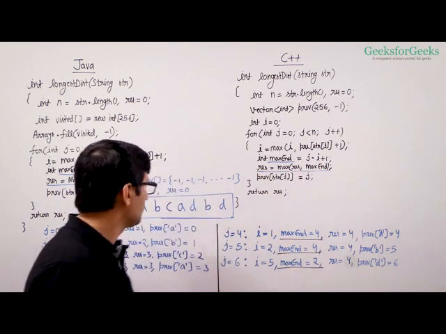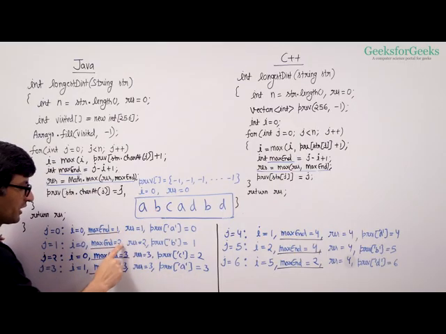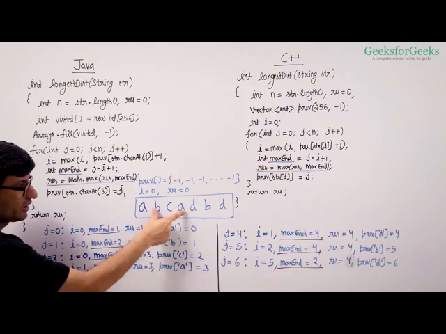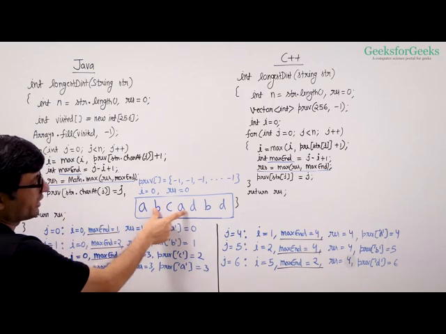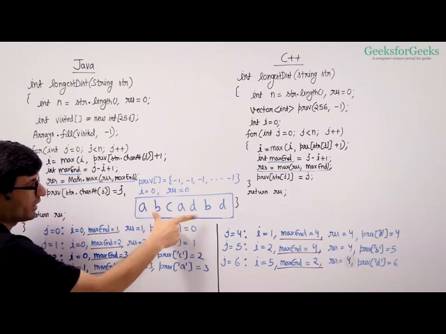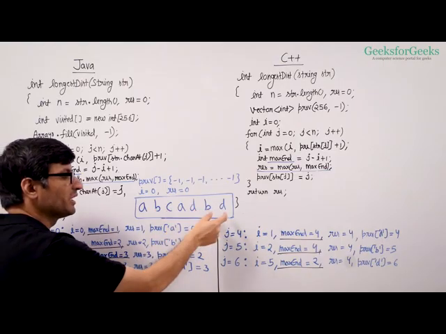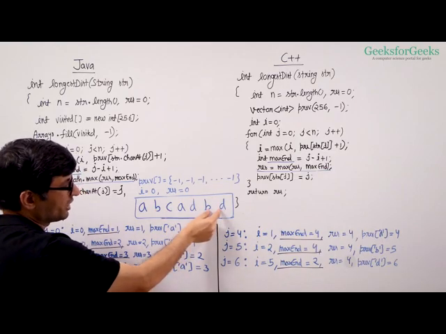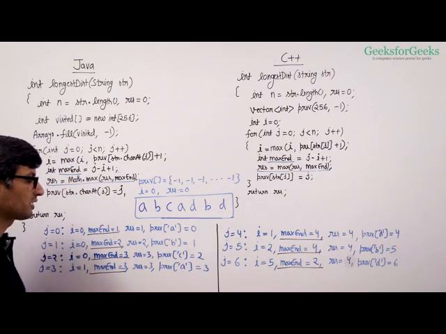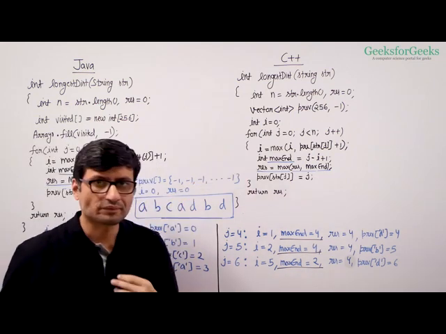Let's see this example. Maxend for this index is 1. Maxend for this index is 2 because there are two distinct characters. Maxend for this is 3. Maxend for this is also 3 because there are three distinct characters in the longest substring that ends with this A. Maxend for D is 4. Maxend for B is again 4. Maxend for this last D is 2 because there are two characters that end with D and have all distinct characters. So we compute maxend and we take the maximum of all the maxends.